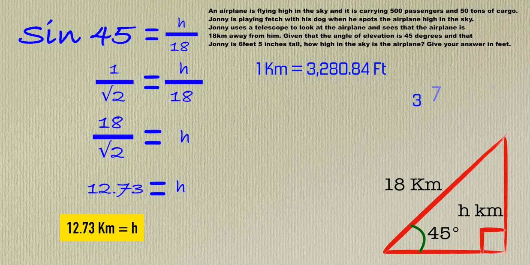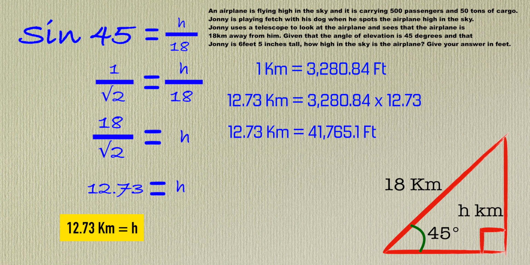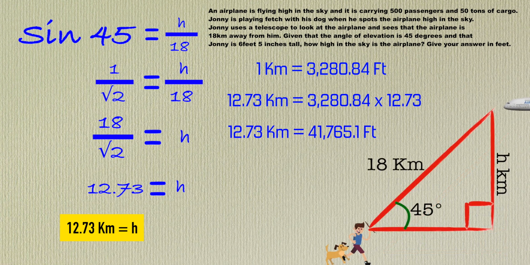So, we can multiply 3,280.84 by 12.73 to get 41,765.1 feet. Hold up! That's not right! We forgot to take Johnny's height into account.